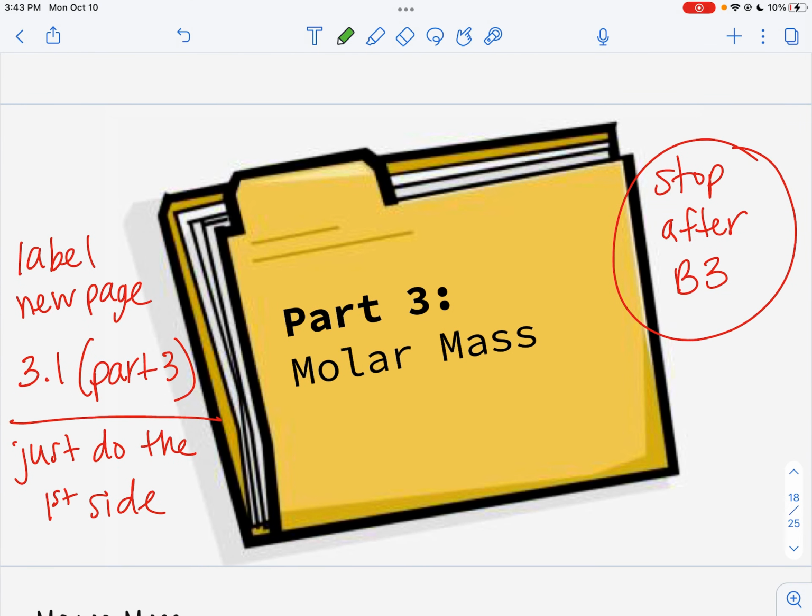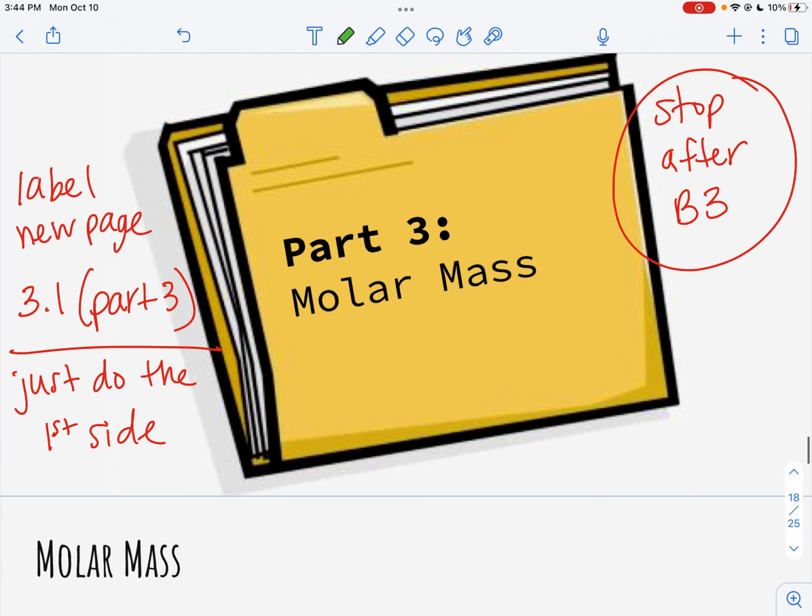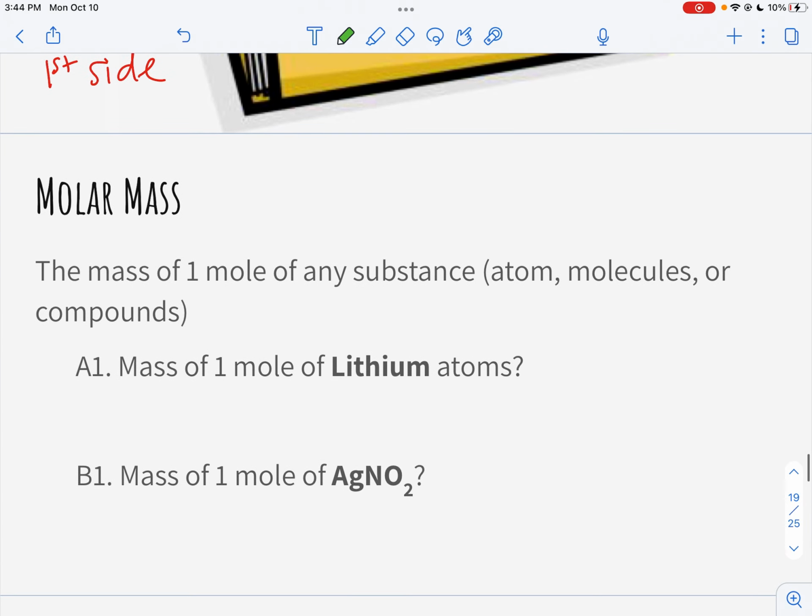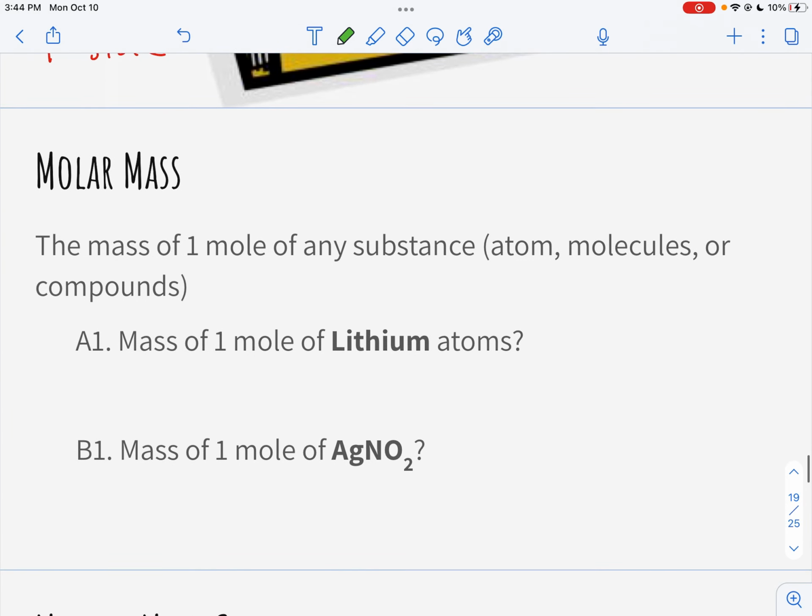Once you finish that section, you're going to move on to the molar mass section. We are not going to do this whole part today. We'll just do the introduction page. So you're going to stop after B3. These walk you through and give you some good examples of how to find the molar mass of elements and compounds.